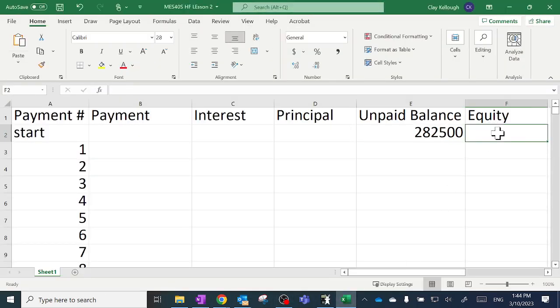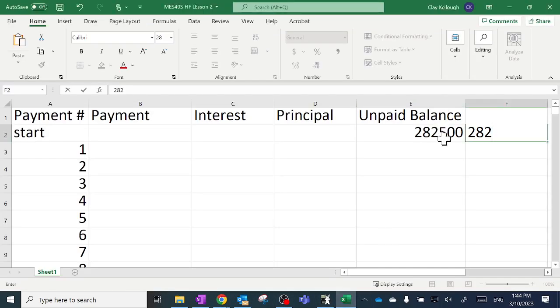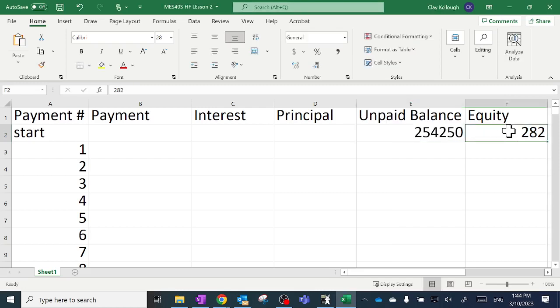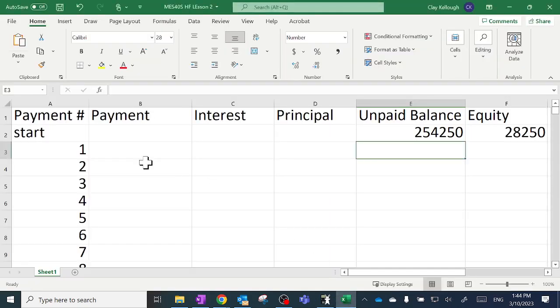And my down payment was 10% of that. Oh no, wait a minute. Did I use the wrong number here? 254 or 250? Yes, I did use the wrong number. I forgot. So 250 goes there, and 28,250 was my down payment. There we go. Does that look like this? Yes, it does. Okay, so now everything else I can calculate.